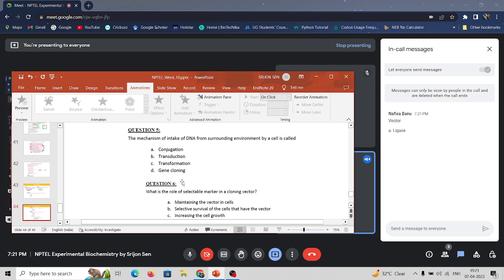So you're taking DNA from the surrounding environment. What do we call it? Can you tell me what is transduction or conjugation? Do you know what these terms are?